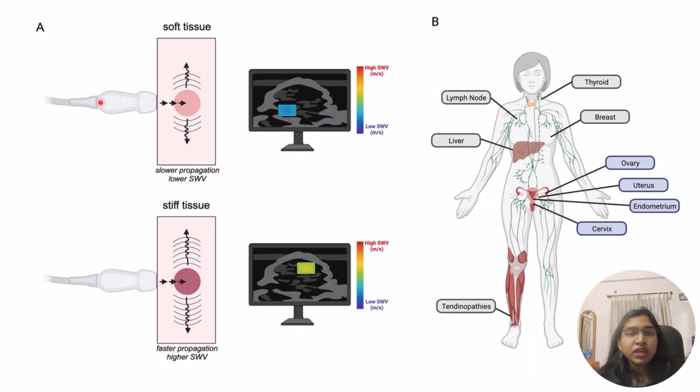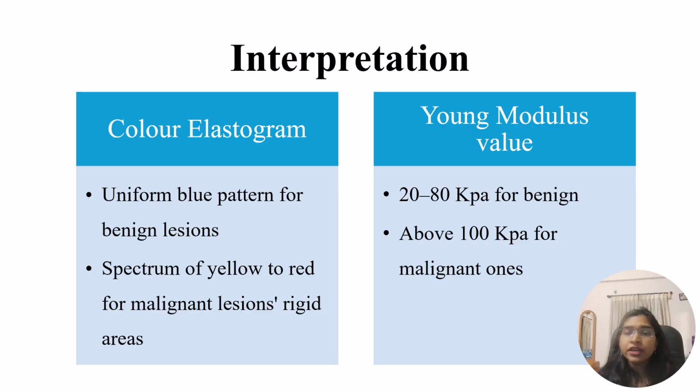So when we do the shear wave elastography in the soft tissue, there is a slower propagation of these waves. There is a lower shear wave velocity, while in the stiff tissue there is a faster propagation of these waves, so there is a higher shear wave velocity there. And just like strain elastography, इसमें भी एक color coded elastogram आता है, and from that we can comprehend क्या रिपोर्ट है. So how to interpret? In color elastogram, it gives two things, color elastogram and Young's modulus value. Color elastogram, if it is a uniform blue pattern, that means it is a benign lesion. If there is a spectrum of yellow to red, then it is most probably a malignant lesion or rigid areas.